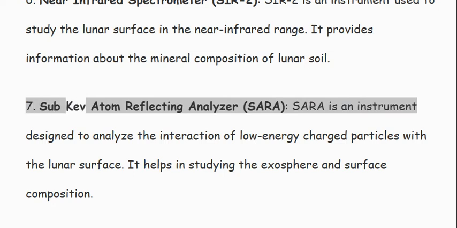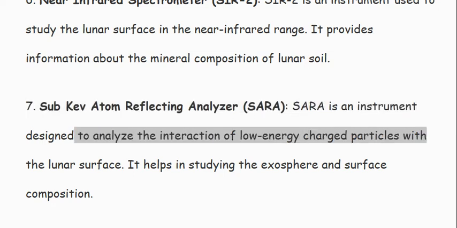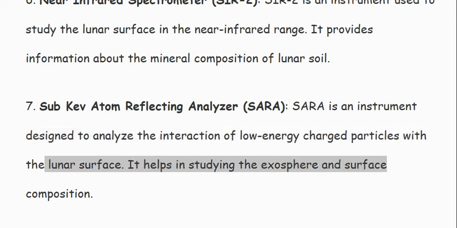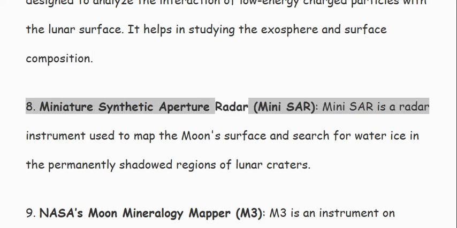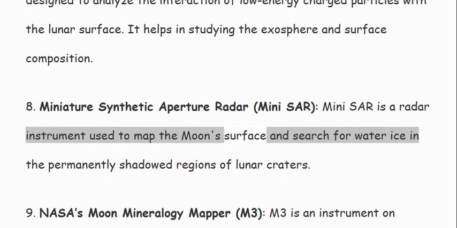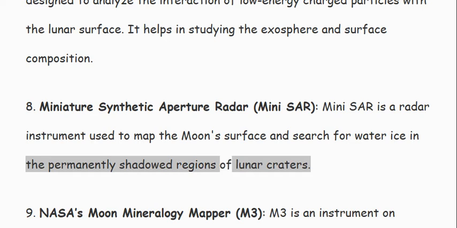7. Sub-keV Atom Reflecting Analyzer. SARA is an instrument designed to analyze the interaction of low-energy charged particles with the lunar surface. It helps in studying the exosphere and surface composition. 8. Miniature Synthetic Aperture Radar. MINISAR is a radar instrument used to map the Moon's surface and search for water ice in the permanently shadowed regions of lunar craters.